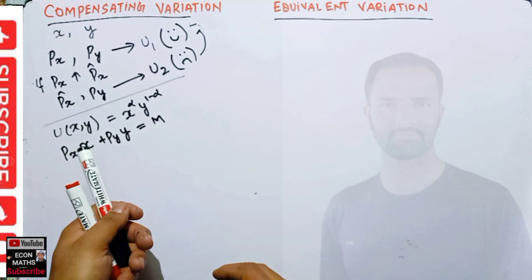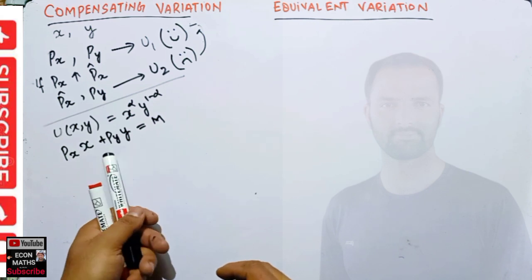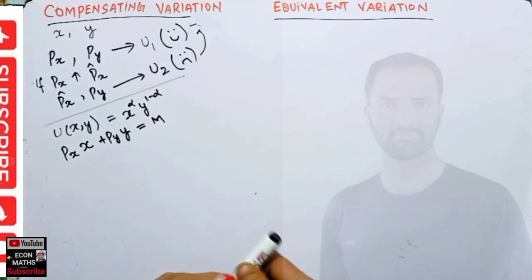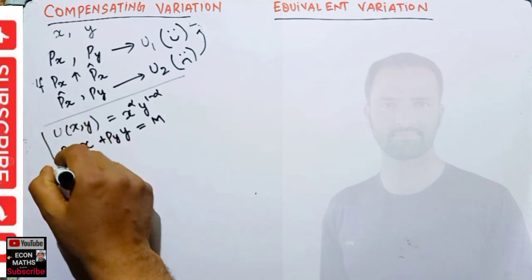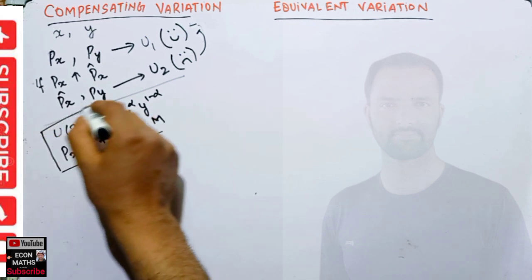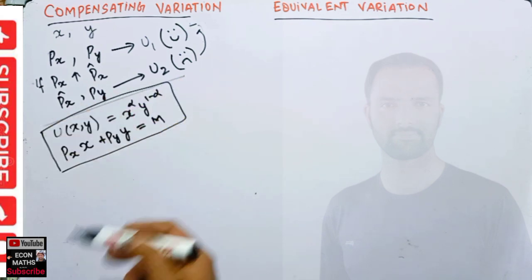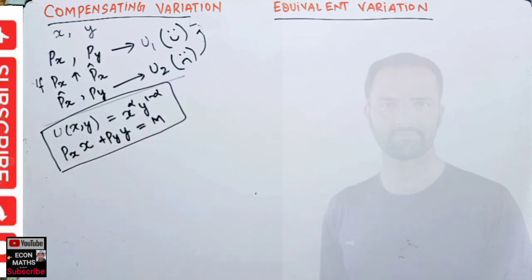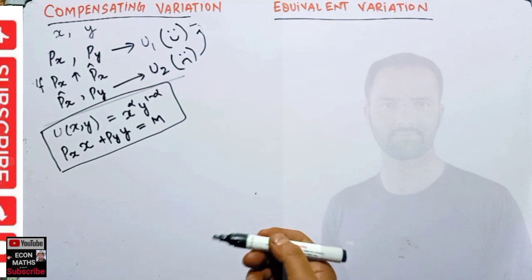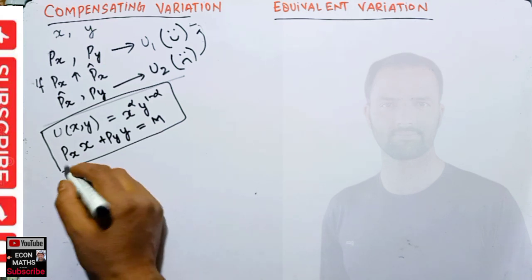Price of x times the number of units purchased of x, plus price of y times the number of units purchased of y, should be equal to the income. Now, to get the compensating variation, first we need to find the optimal values of x and y. That means we need to optimize the utility function subject to the budget constraint. How do we optimize? We use the first order conditions.